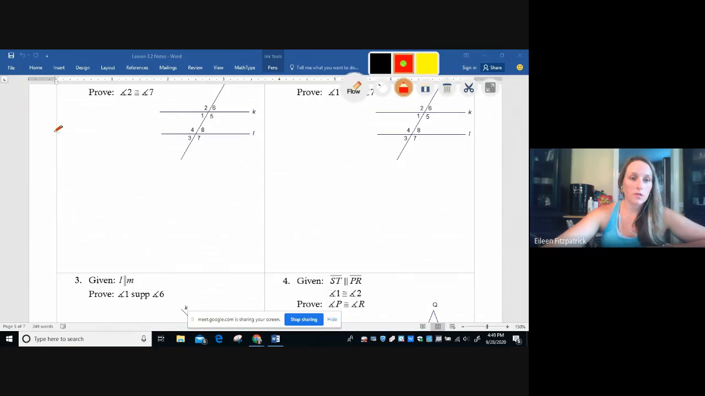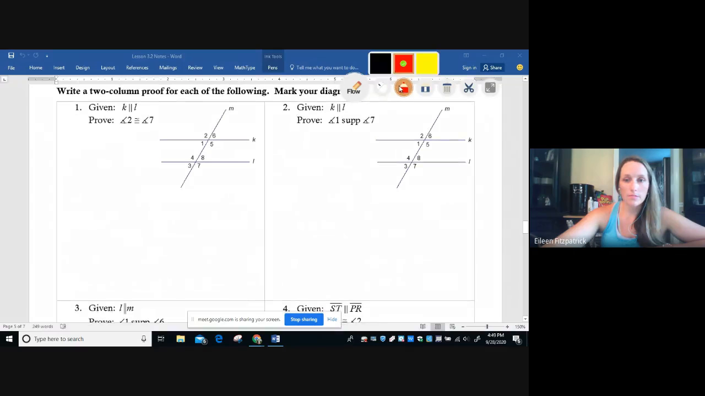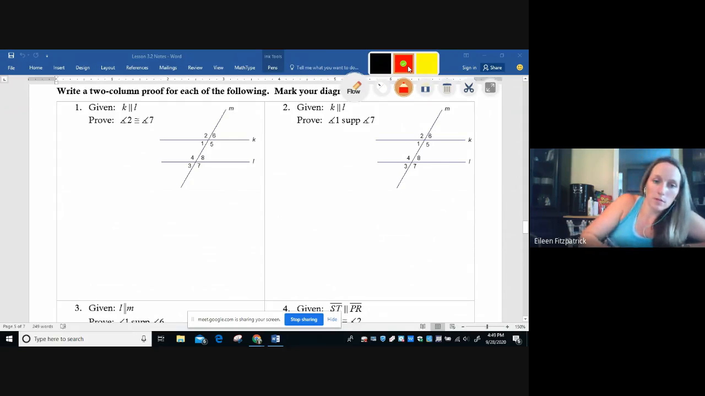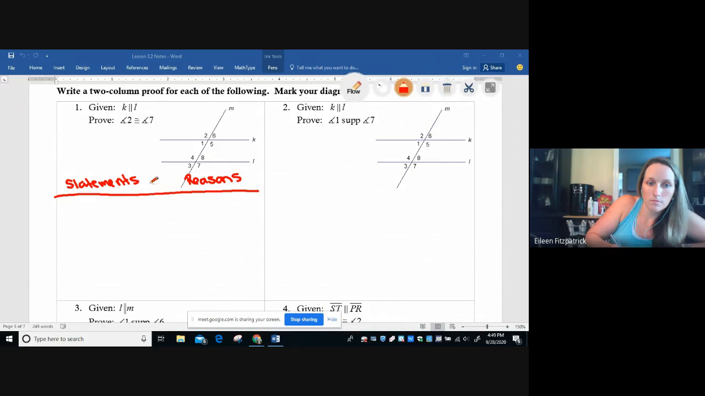For the first one, I need to go up a little bit. I can't see. There we go. Let me get started by setting up my T-chart. If I can find my pen, there we go. So I have my statements and I have my reasons. And the first statement is the given, so we'll start with that.